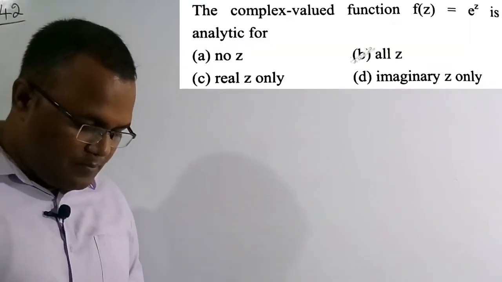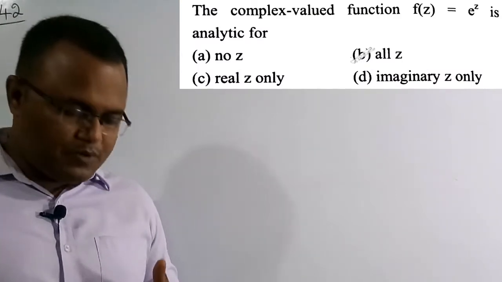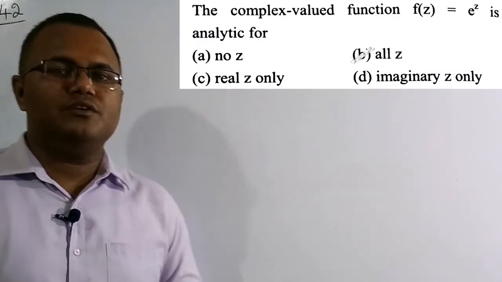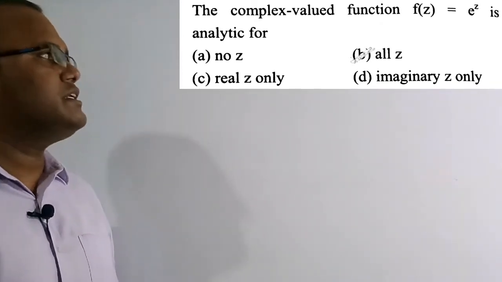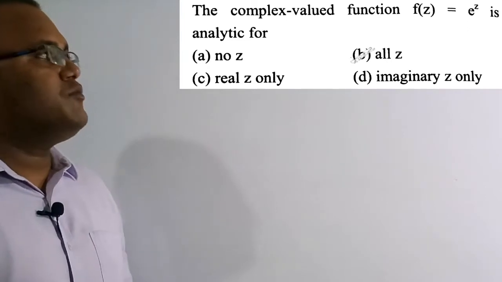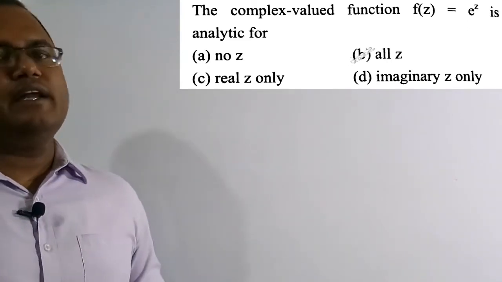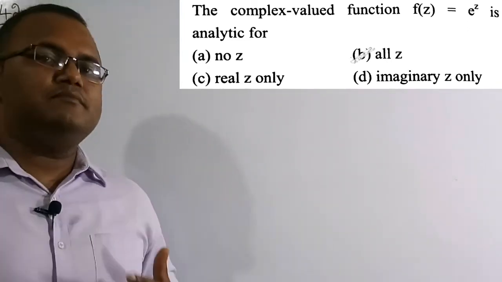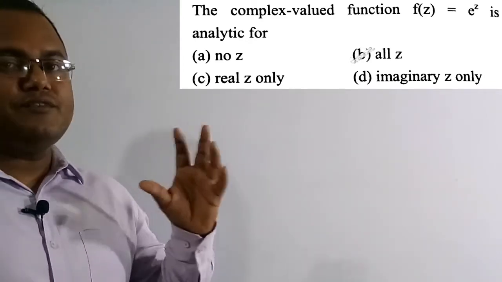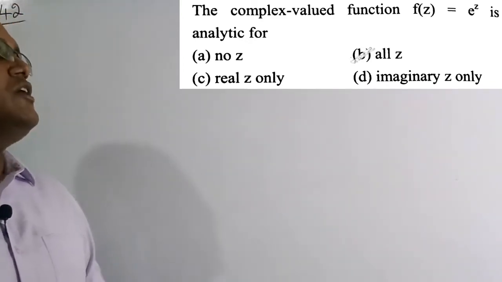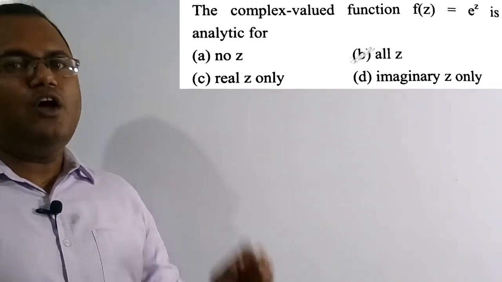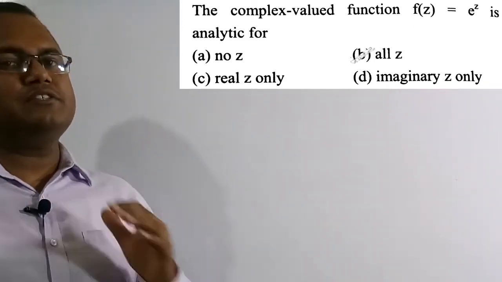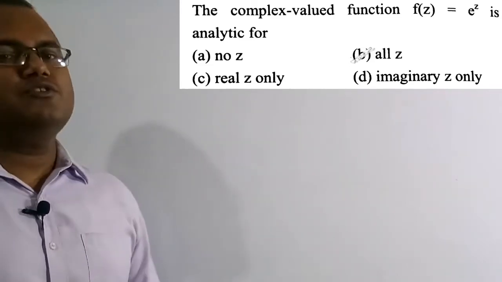So now we are going to solve the 42nd question. See the question here. The complex valued function f of z is equal to e to the power of z is analytic for. So here basically they have given a complex function, f of z is equal to e to the power of z, and we need to find in what range of values of z this function is analytic. Analytic means at what ranges of z the function is defined, that we need to figure out. So out of these four options, option B, which is all the z plane, so at all the points in the z plane this function is defined. So option B is the correct solution of this question.